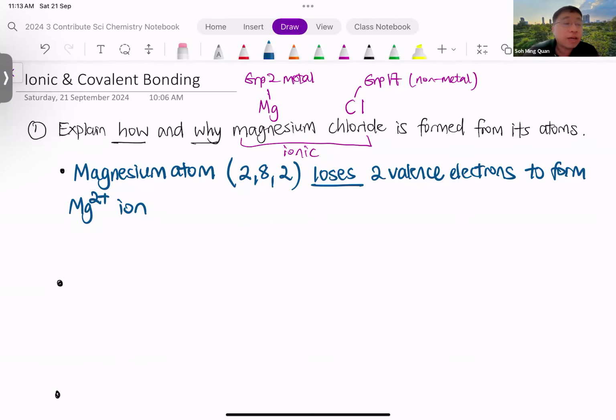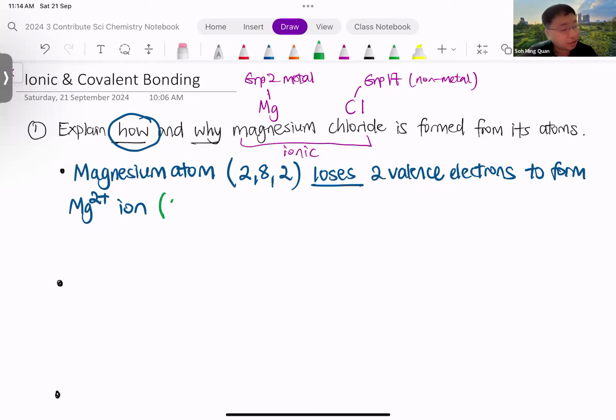Up to this stage, I've explained how magnesium reacts. When I'm asking for the how, what I'm referring to is whether it loses or gains electrons. In this case, magnesium loses 2 valence electrons. Let's add on to answer the why. Why does it lose 2 valence electrons? Why doesn't it lose just 1? Why doesn't it lose more than 2?